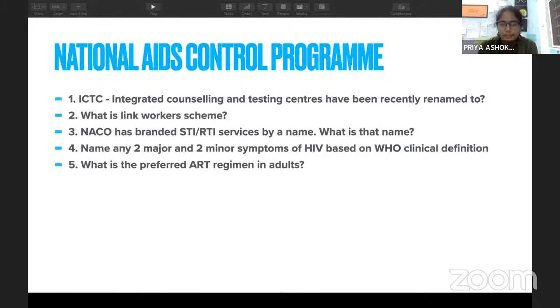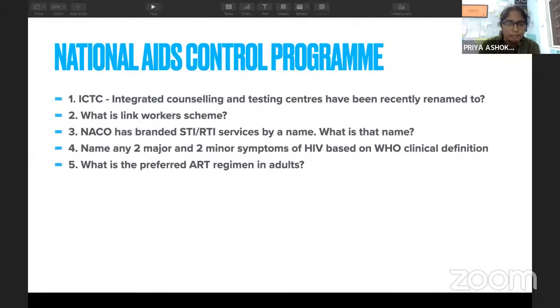What is the preferred ART regimen in adults? Like, you have to name the drugs. Ma'am, as for the latest regimen, it is dolutegravir, tenofovir, and emtricitabine. One more drug. Emtricitabine can be used instead of something else. What is that? I'll take it. The answer is right. Even lamivudine can be used, okay.